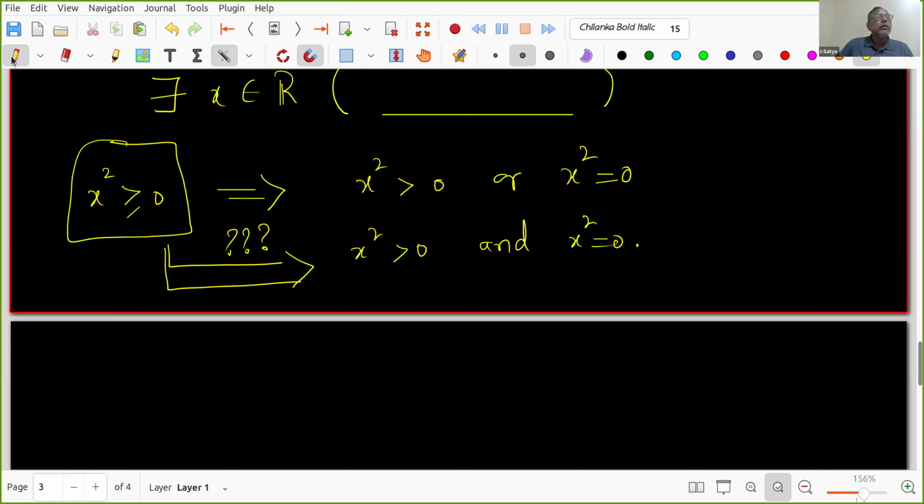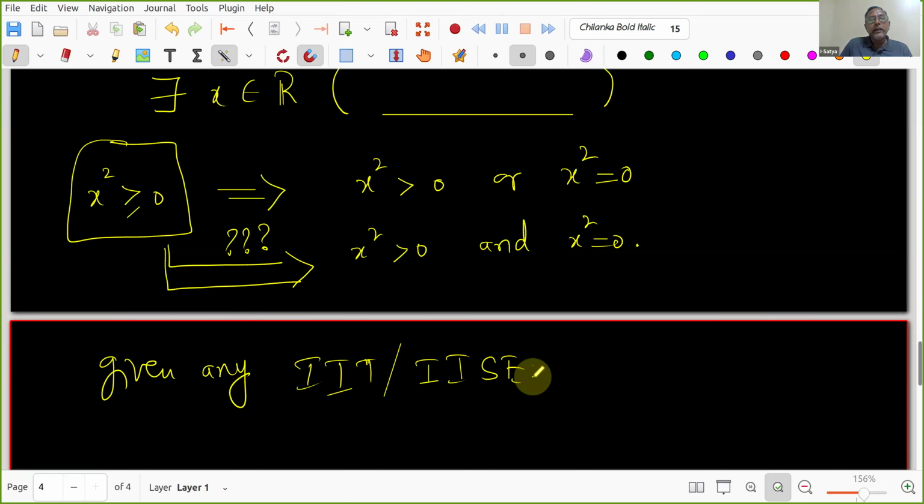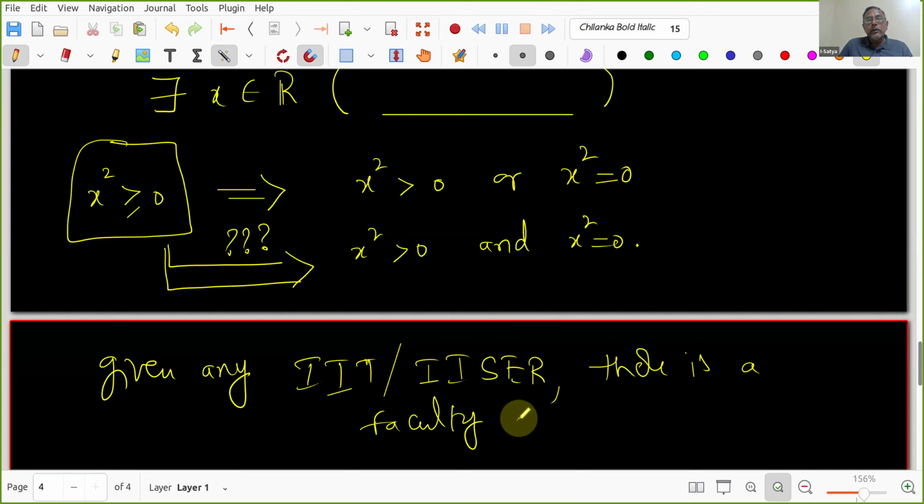See, I will make one statement. I want to tell one fact. Given any IIT or ISER, you may know ISER and IITs, right? Given any, there is a faculty who is an MTTS alumni.